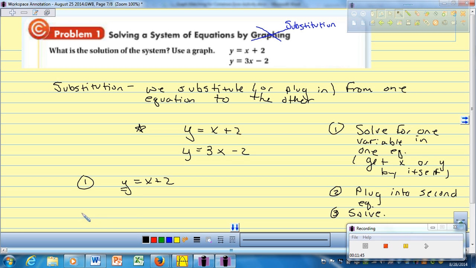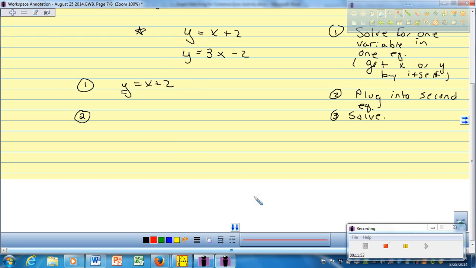All right? So now, if y is equal to x plus 2, in the second equation, instead of writing y, I can write what y is equal to. What is it equal to? X plus 2. So we can rewrite the second equation, replacing y with x plus 2 is equal to 3x minus 2. And then we just have a simple equation to solve with one unknown.